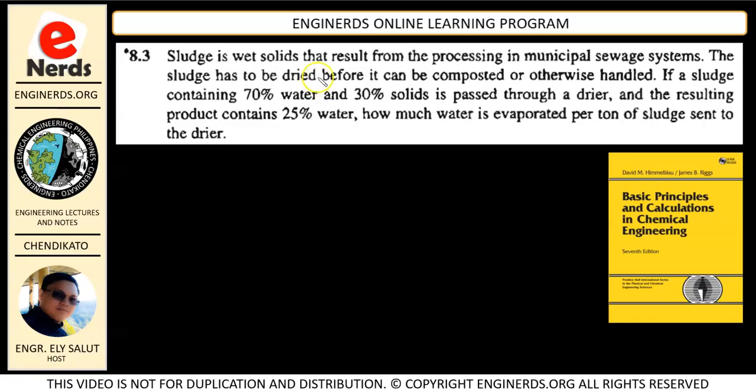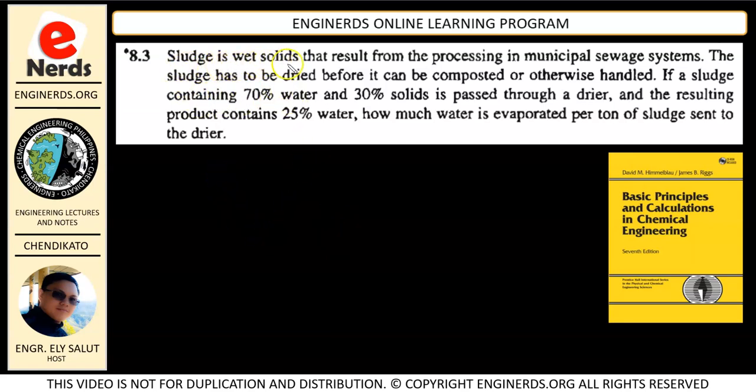Hi guys, today we're going to solve problem 8.3 from the 7th edition of Basic Principles and Calculations in Chemical Engineering by David Himmelblau and James Riggs. Well, this problem is just a simple material balance problem in a drying process, no? But no matter how simple the problem is, we will try to solve it, hoping that it will help students understand the concepts and the principles in material balance. Okay, so let us first read the question.